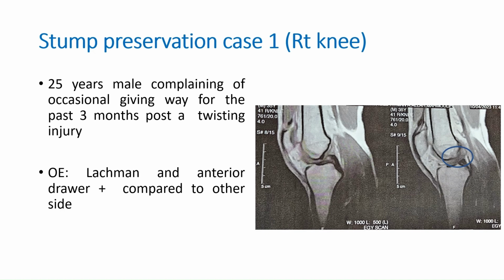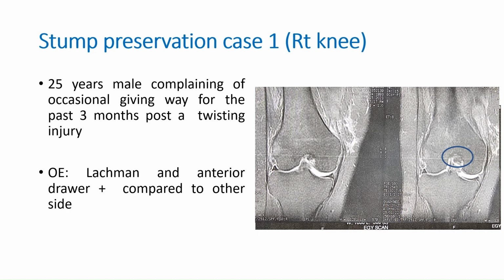It's a 25 years male complaining of occasional giving way for the past 3 months post a twisting injury. He has a positive anterior drawer enlargement test. We can see some remnants of the ACL between the tibia and the femur. It's a fuzzy ACL. And looking in the coronal images, we can see that there is an injury at the femoral attachment.